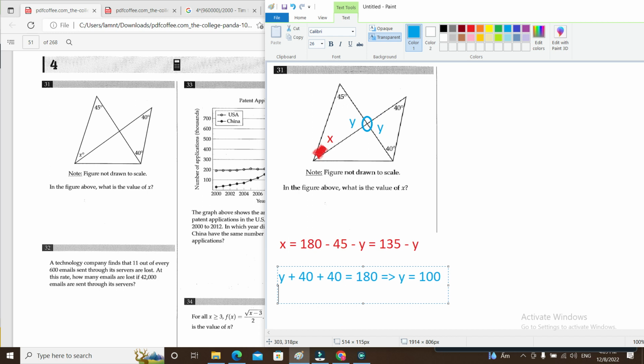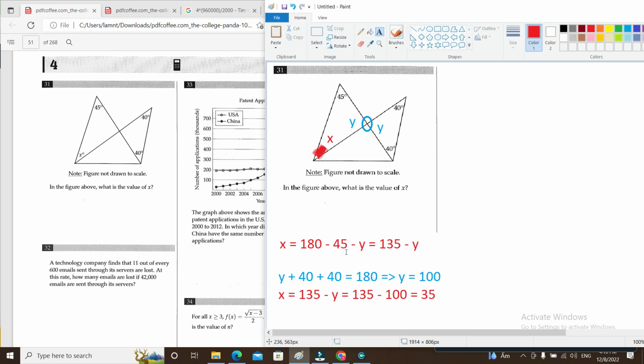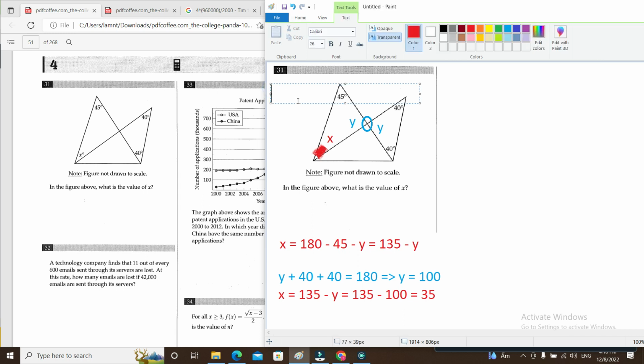Okay, so we can plug in to find x. So x now is equal to 135 minus y, right? So it's just 135 minus 100, so that's 35. Alright, so that's 31. The answer is going to be 35. Okay.